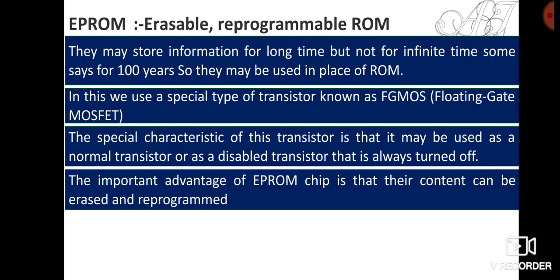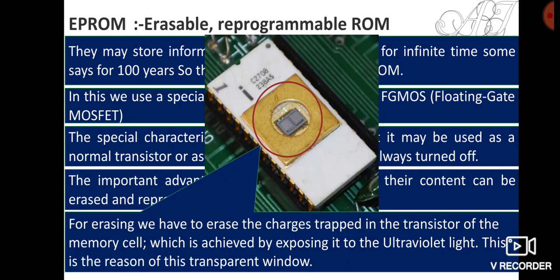The important advantage of the EPROM chip is that its content can be erased and reprogrammed. This is very important and distinguishes it from other ROM. For erasing, we have to erase the charge trapped in the transistor of the memory cell. How can that be done? Just by exposing that particular memory to UV light. This is the reason for this transparent window. In this ROM we have got a transparent window, and its purpose is to facilitate the exposure of UV light.